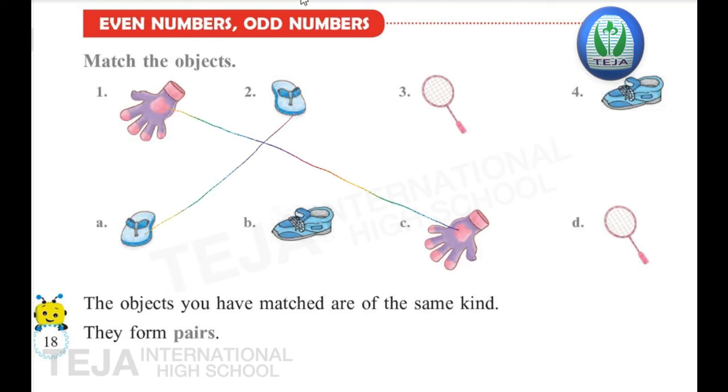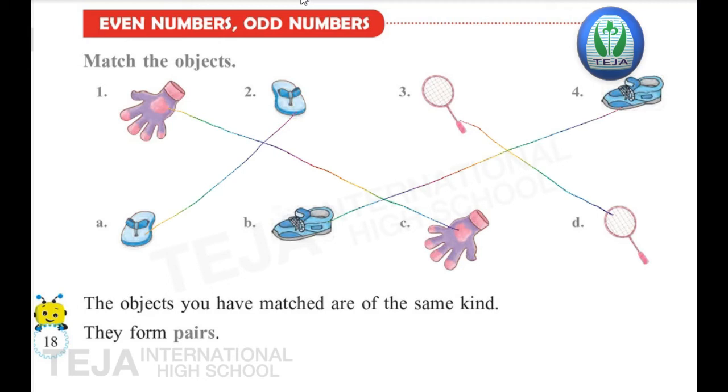Next, shoe. Sorry, it's bat. Third one is bat, and where is bat in here? It's D. And last one is shoe, and it's B. We'll match it. Here the objects you have matched are of same kind.